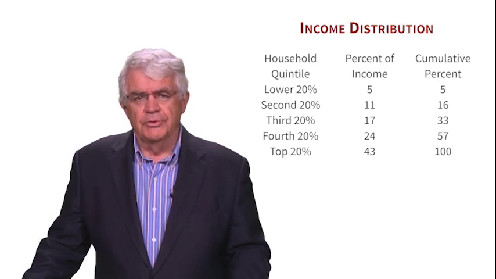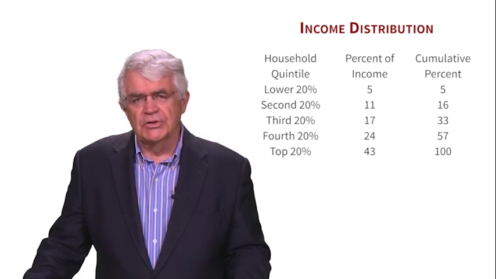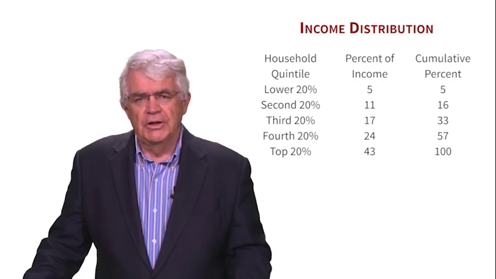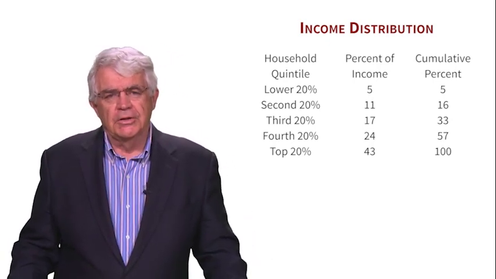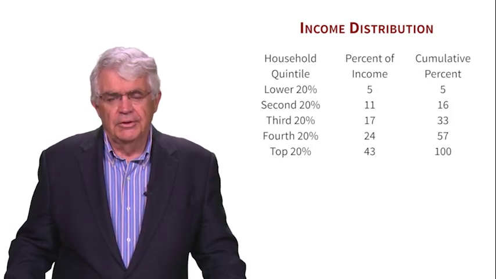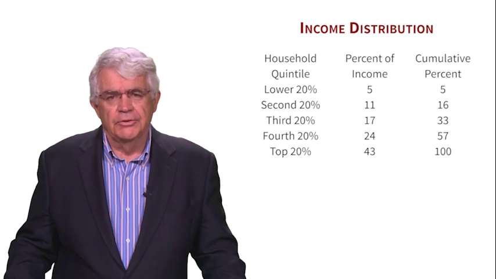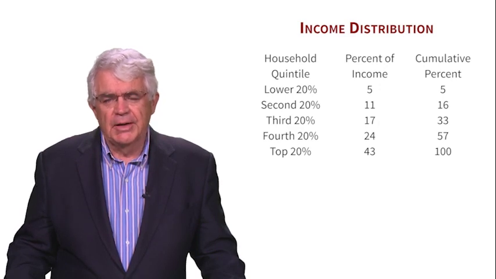So for example, the cumulative percent for the second 20% is 16. That's the sum of 11 and 5. And if you include all of it, the cumulative percent at the top 20% is 100, because the numbers in the second column, percent of income, if we've done our calculations right, should add up to 100. And so the cumulative percent is the way that we can easily examine the income distribution changes over time.